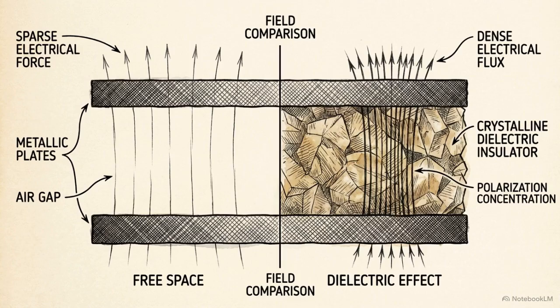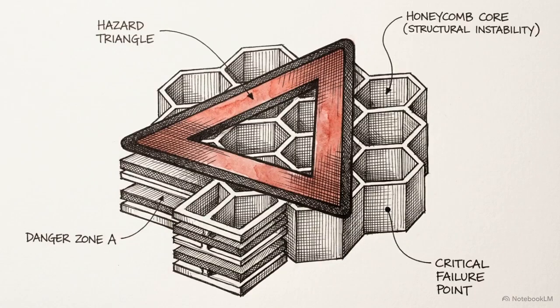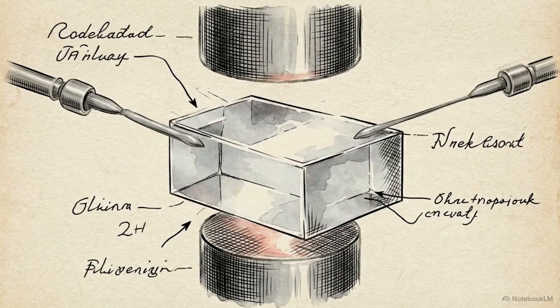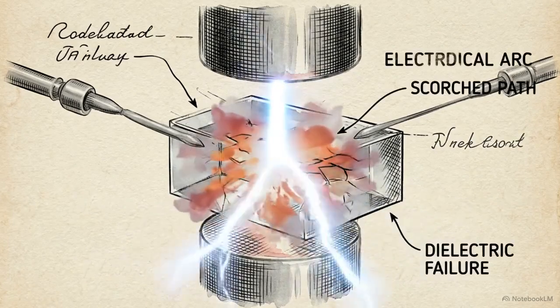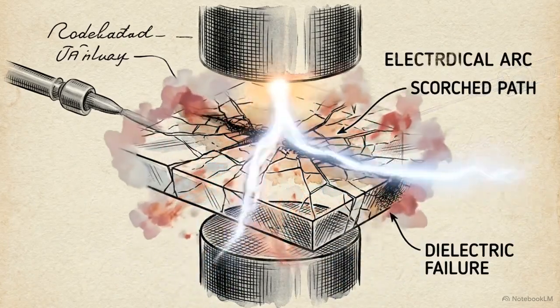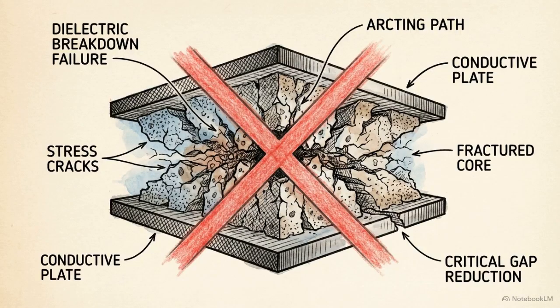The dielectric constant of the insulating material also plays a role, measuring how effectively it concentrates lines of force compared to a vacuum. Compressing these components introduces a safety constraint called dielectric strength. This is the maximum voltage the insulator can withstand before breaking down and allowing current to punch through. Moving plates closer together to increase capacitance simultaneously drops the breakdown voltage. You cannot shrink the gap indefinitely without risking physical failure.